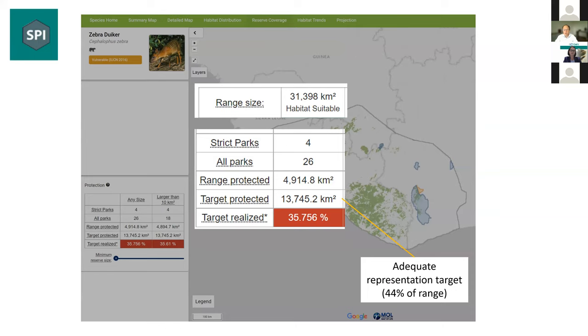And we're able to look at, does this reserve network in this region provide an adequate representation for that species? So the adequate representation target pops out of a formula that's by no means perfect, but it's at least something that we globally can go with as a baseline formula for this species and its range size. It suggests that we aim to conserve at least 44% of its range. And the species protection index gets applied at the country level, 44% of its range in its country. Here we're looking at the global coverage, and the target for 44% would be 13,700 square kilometers. In fact, only about 5,000 square kilometers are under some form of protection. So we're reaching about 35% of that representation target.